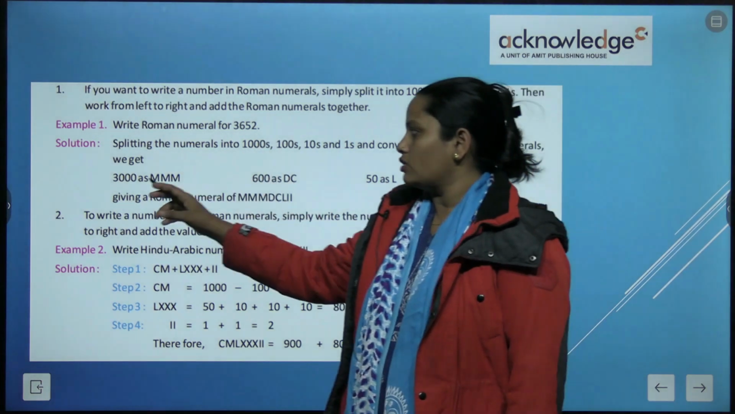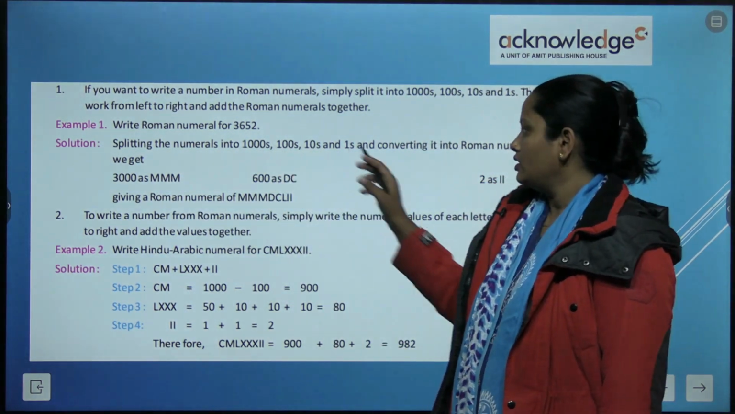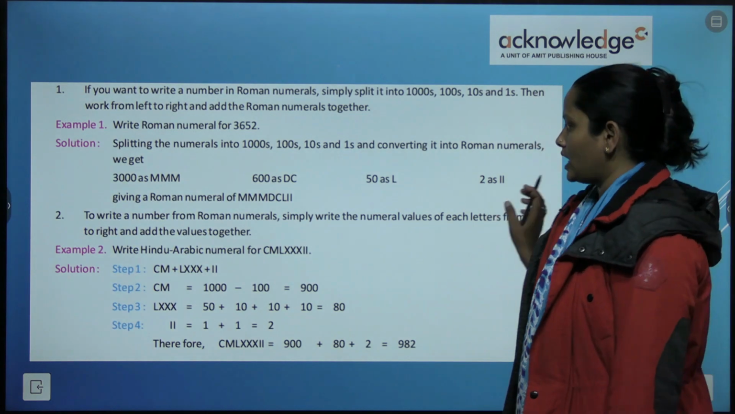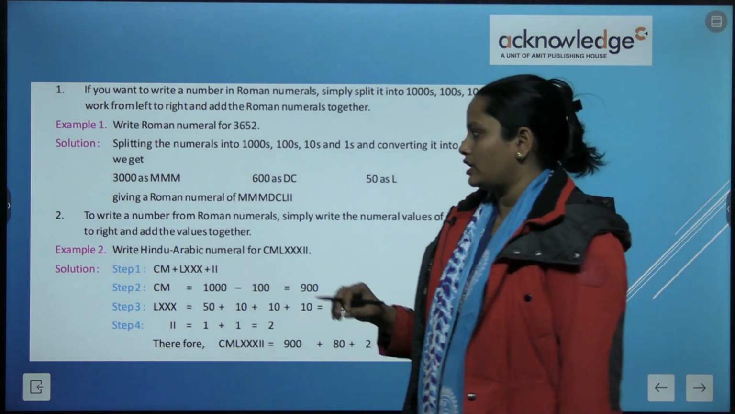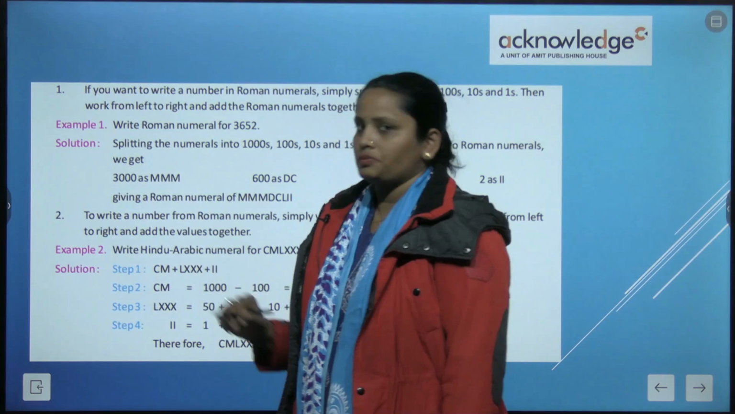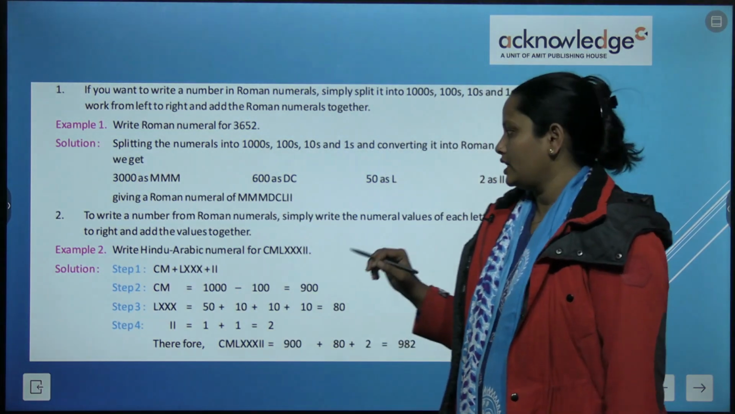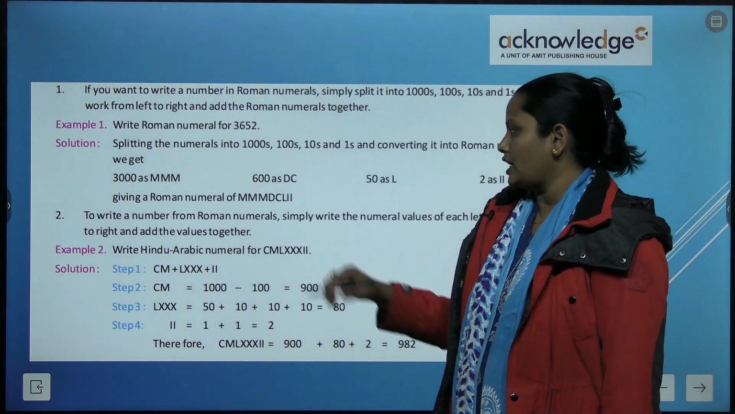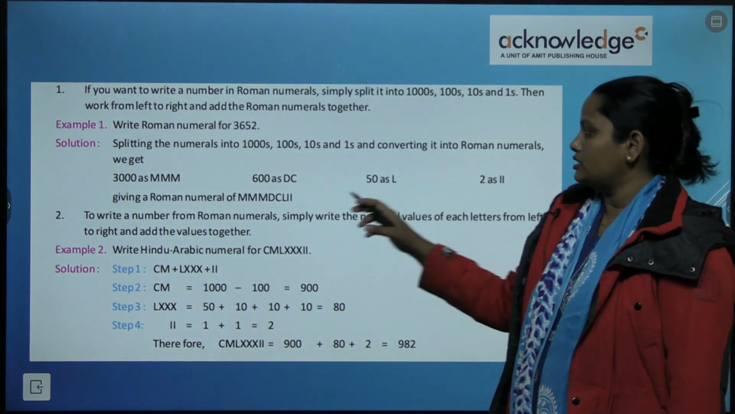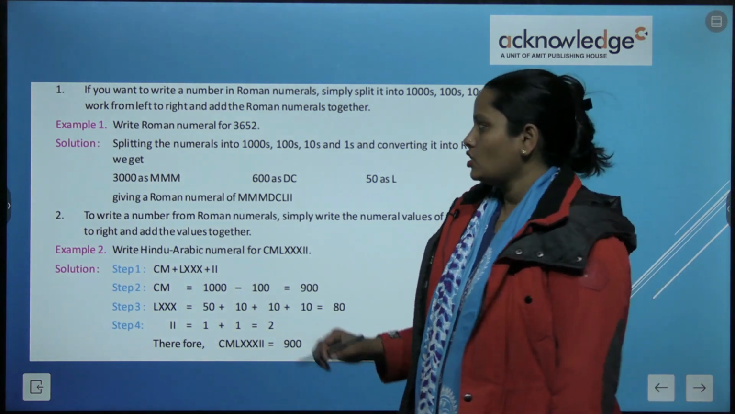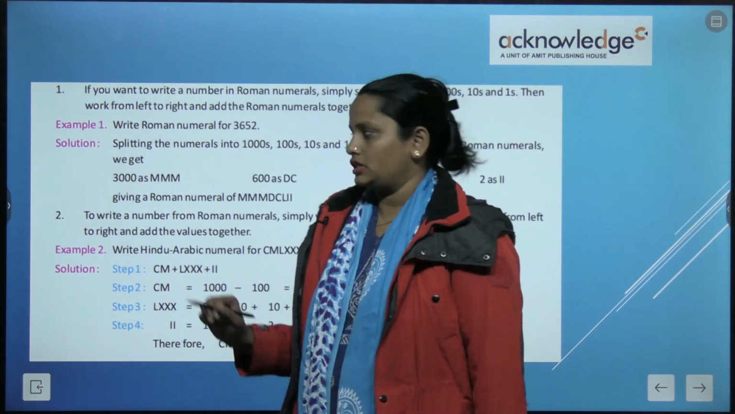So 3000, 600, 50 which is 5 tens, and 2 ones. Now when we divide all these numbers, 3000 we write as triple M, 600 we write as DC, 50 means L, and 2 means II. So this is the Roman numeral that we get for this number.